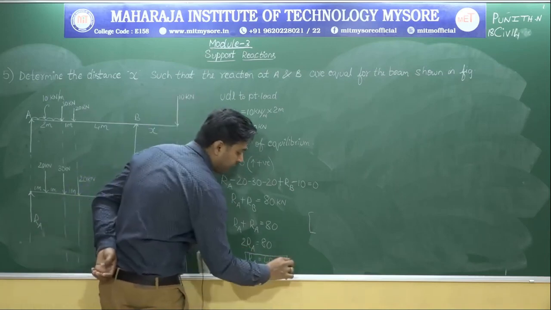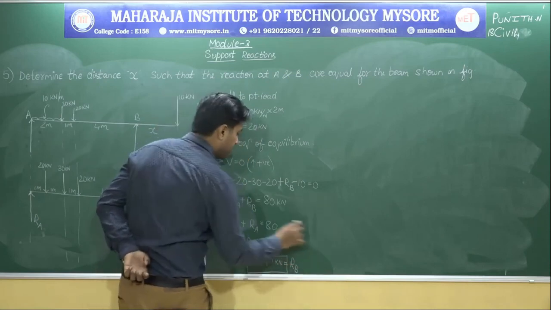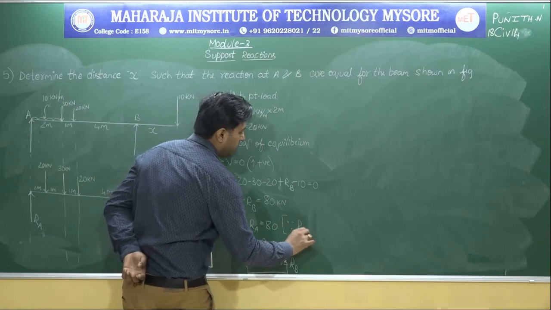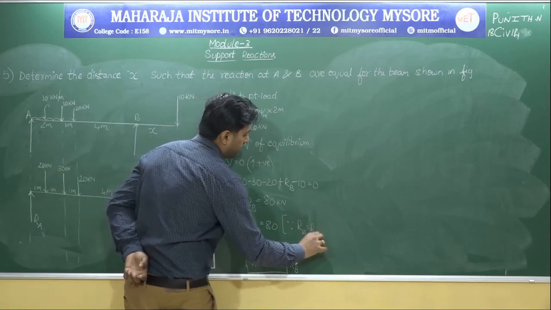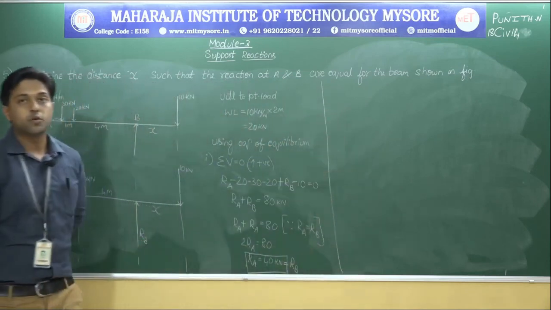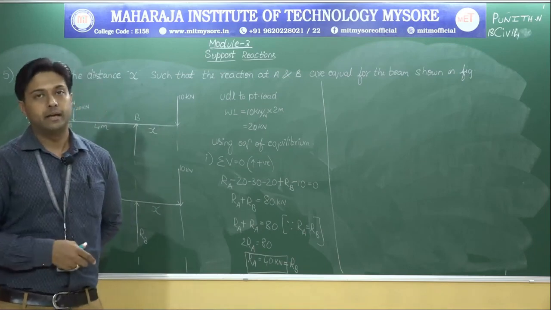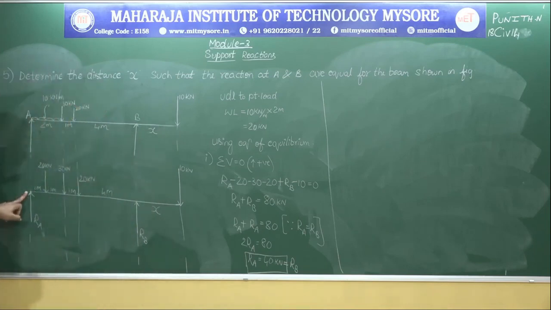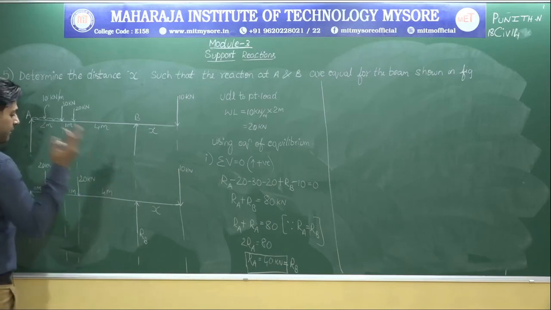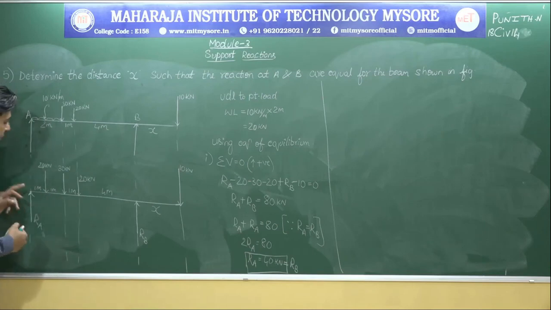If RA is 40, obviously RB is also 40. But I am not in need of RA and RB. What is the question that they have asked? Find the distance x. So now I need to take the moment about the supports. Either you take about A or about B. Whichever point, you can go with it. I will be going with A only.